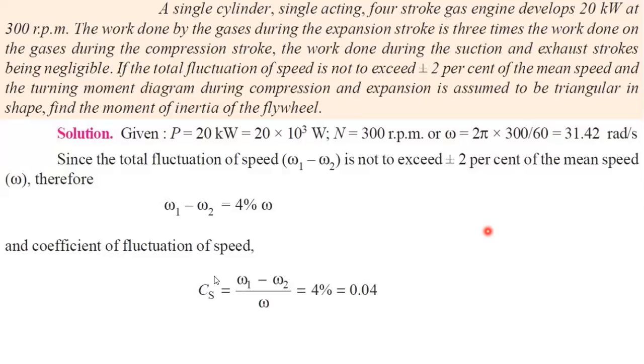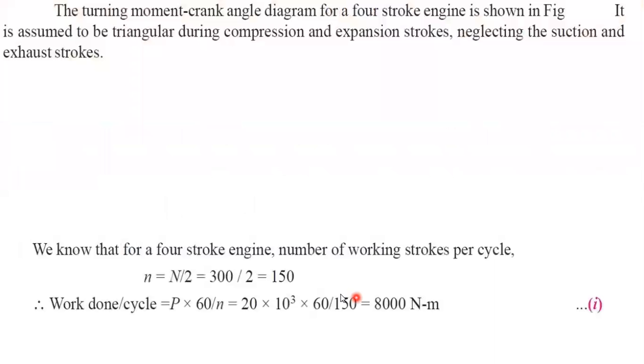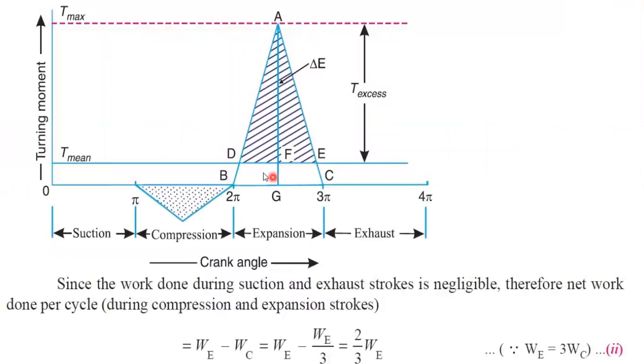So automatically, the coefficient of speed fluctuation CS is (omega 1 minus omega 2) divided by omega. So 4% can be written as 0.04. Next, we know the turning moment diagram for the four-stroke engine, which is shown in the diagram. Here the suction and exhaust work is negligible, and we need to consider only compression and expansion. Expansion is positive, compression is negative.